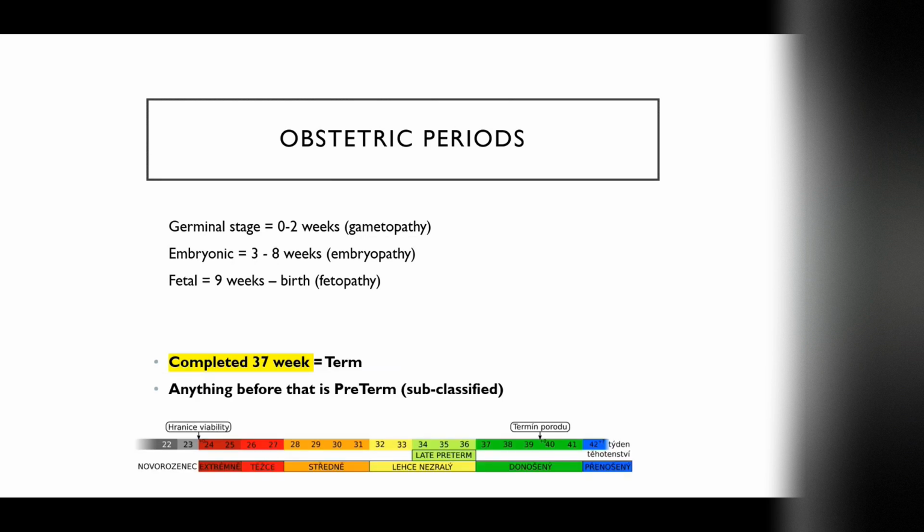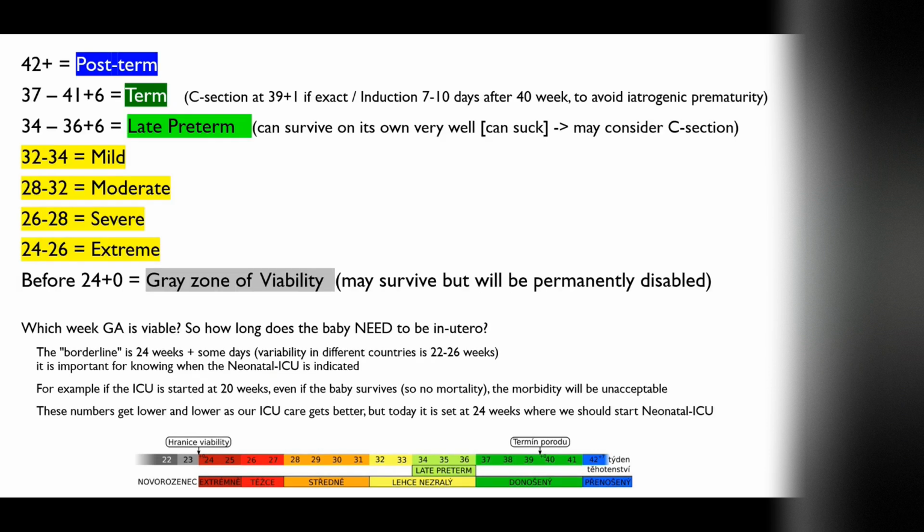And this is how it is, okay? Completed 37 weeks is when you start to be called a term, okay? So at 37 weeks, when you see a color here, it means it's completed. So completed 37, completed 38, and completed 42 is your post-term, okay? Anything before it, we have all of these sub-classifications. And let's go through them together.